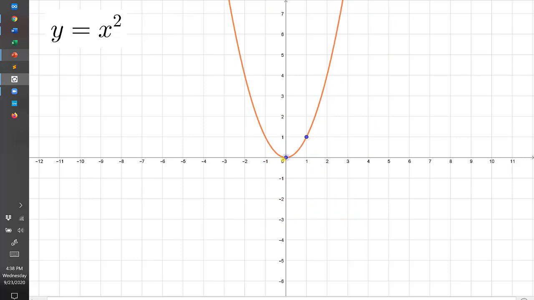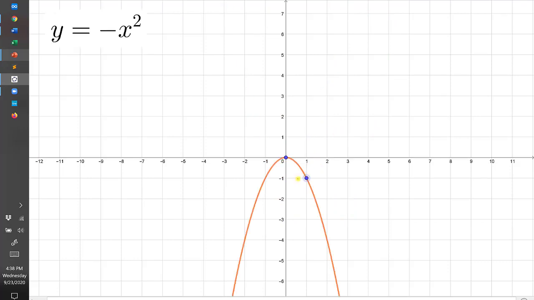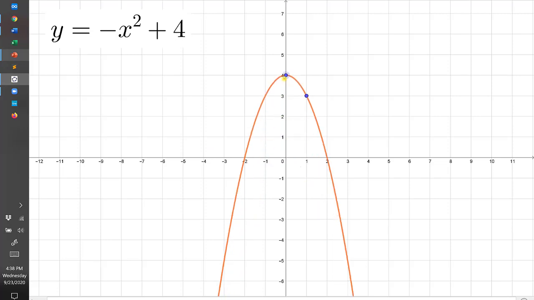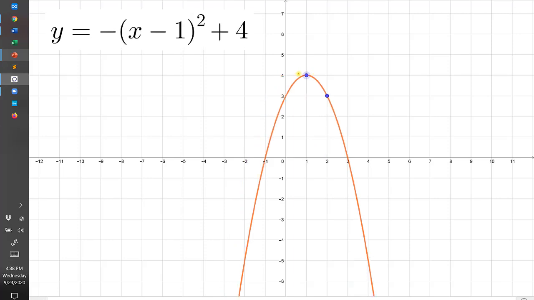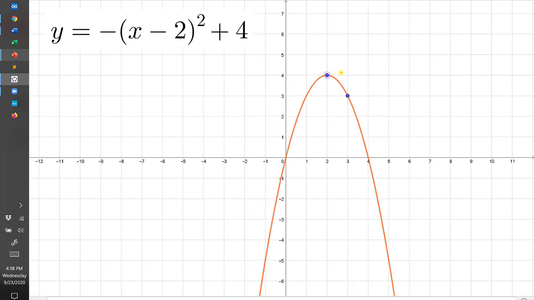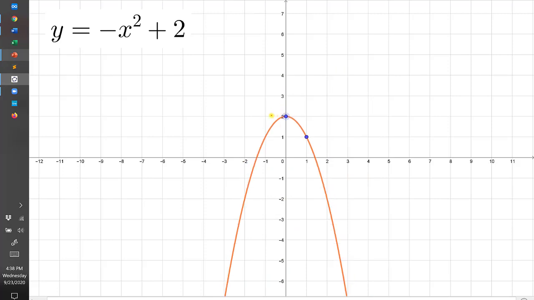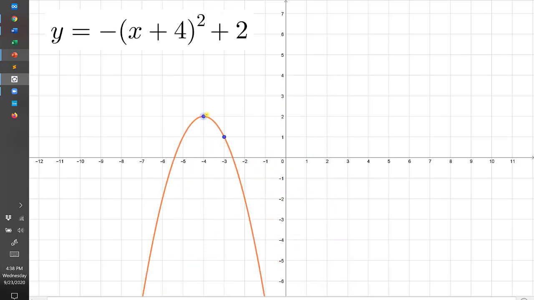Now let me do another demonstration. I'll take it back to the origin. I can flip this upside down, just like that. And now this is negative x squared. And if I do those transformations, the same idea happens. If I push it up, I'm just adding a little bit to each of those. And if I push it to the right, I subtract from the x itself. You see that?